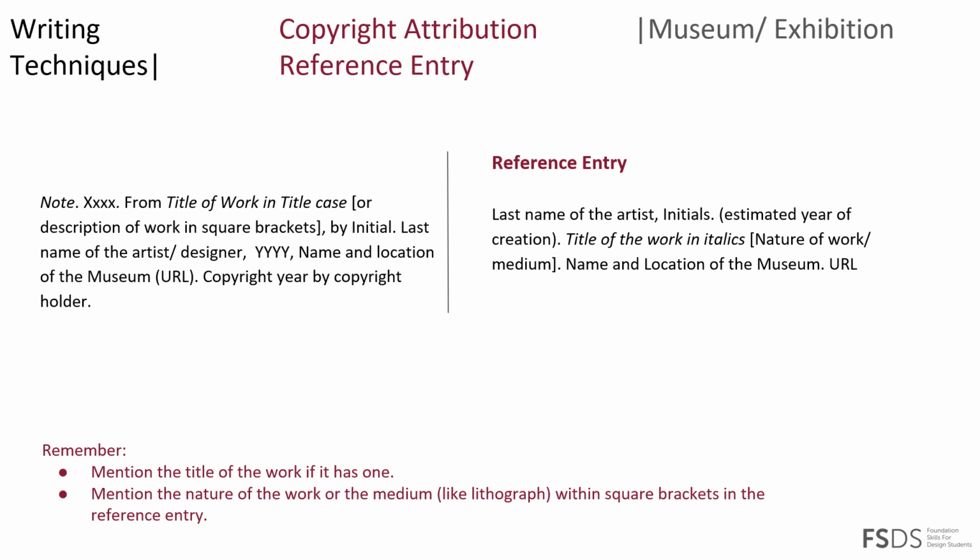This is followed by the initial and the last name of the artist or designer, the year when it was created, and the name and the location of the museum. If online, the URL is needed as well. Finally, we have the copyright holder, likely to be the same as the artist or designer.